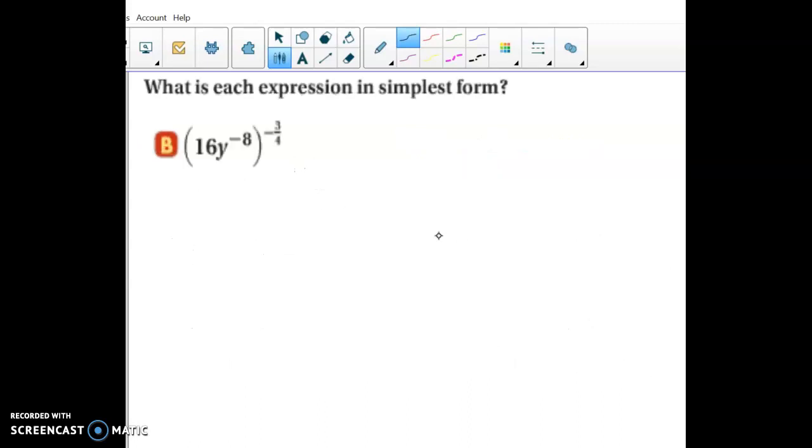I would encourage you to pause it and try everything you can on this one. This is a negative 3/4 exponent, if you can't quite see that. So give it a shot and then unpause and see the solution.